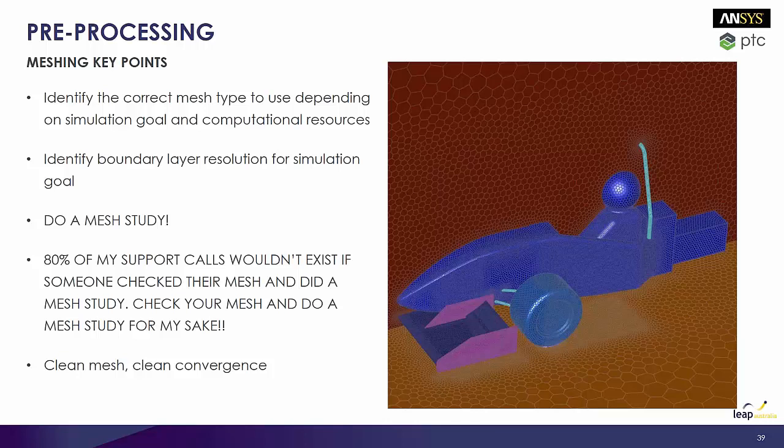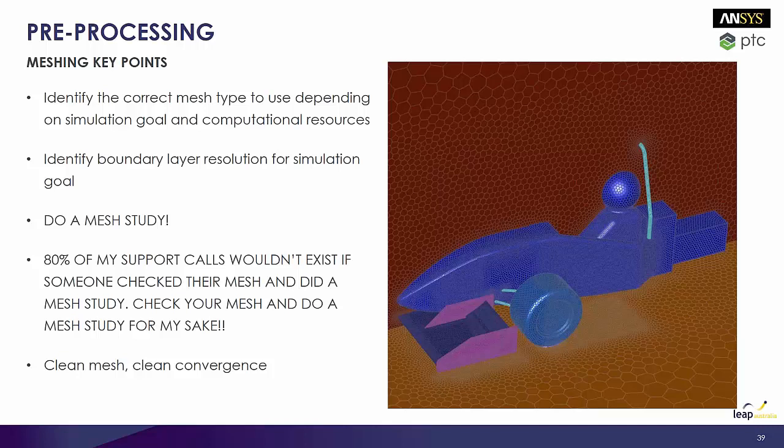Identify your boundary layer resolutions for the simulation goal. If you're very interested in lift and drag, you want to have a very fine Y plus around the wings. However, if you're not too interested in what's happening around the chassis, because the chassis is separating due to geometry, you can always have a coarse Y plus around there.